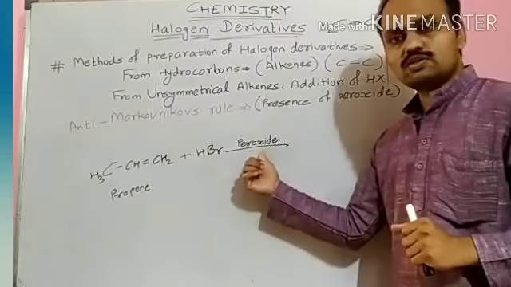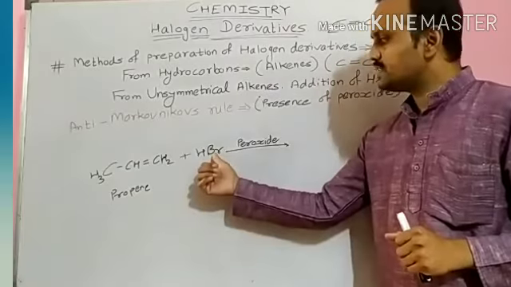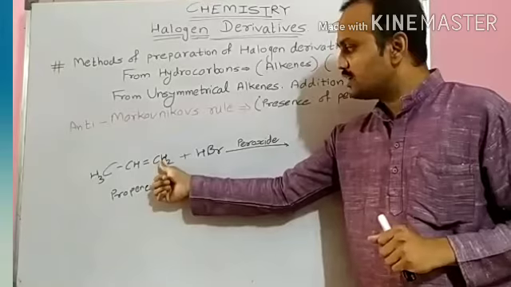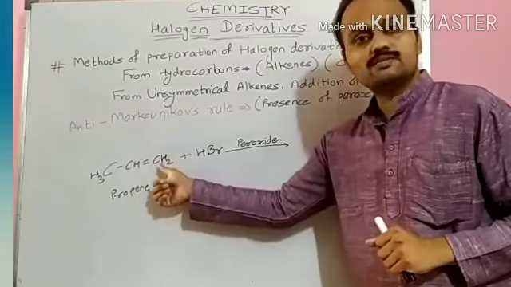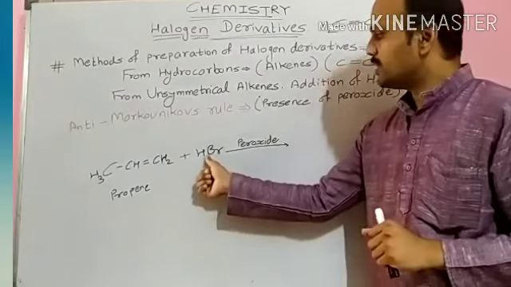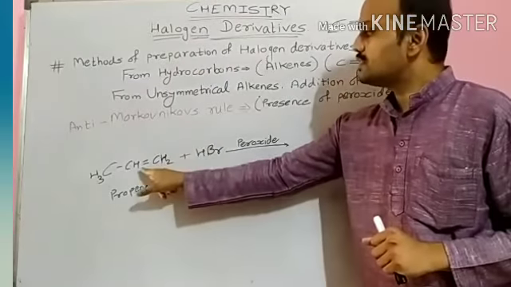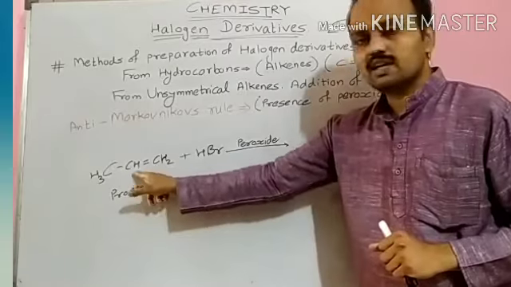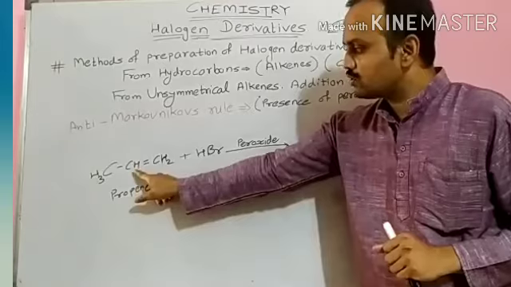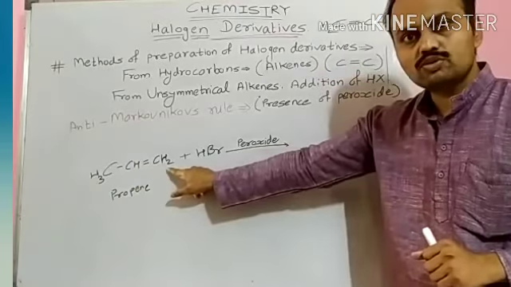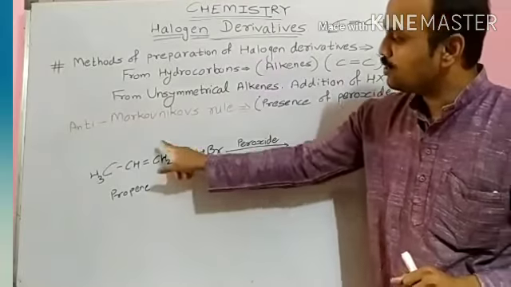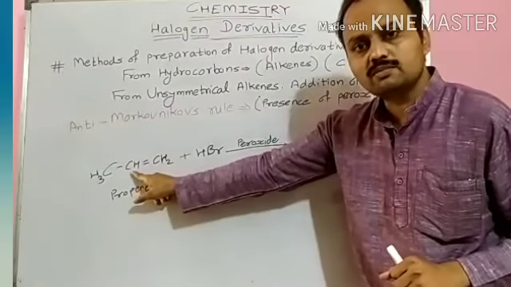In presence of peroxide, the negative part of the reagent gets attached to the unsaturated carbon having more hydrogen atoms attached to it. Therefore, Br minus is the negative part of this reagent. These 2 carbon atoms are unsaturated carbon atoms. This carbon atom contains 1 hydrogen. This carbon atom contains 2 hydrogen atoms. Therefore, bromine will get attached to this carbon atom and hydrogen will get attached to this central carbon atom.